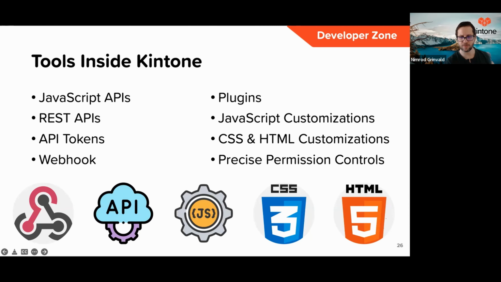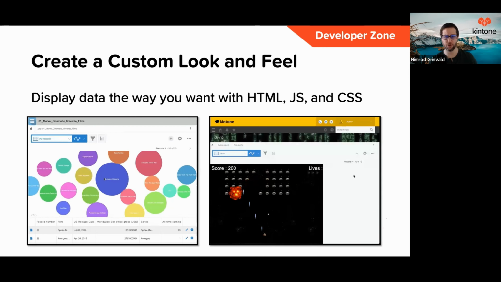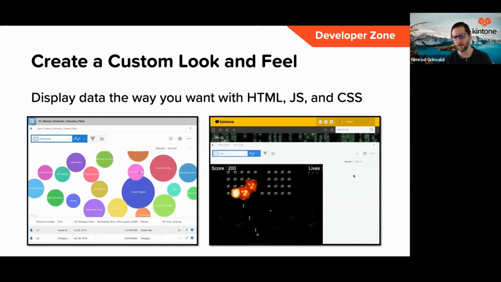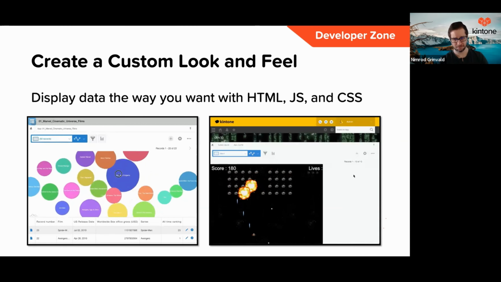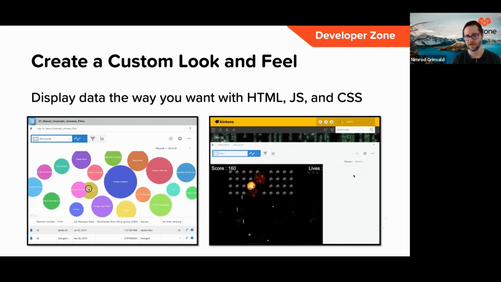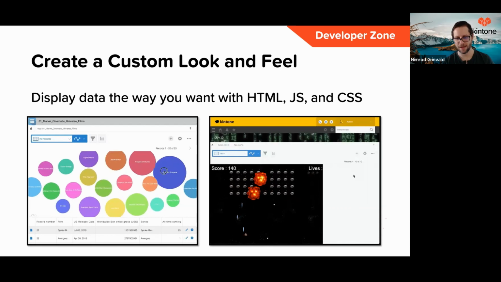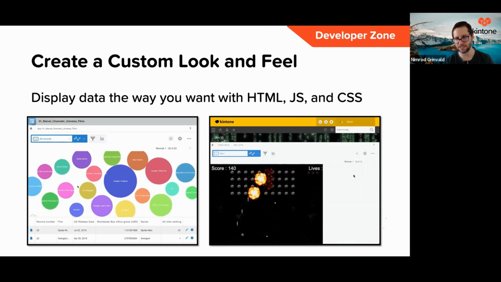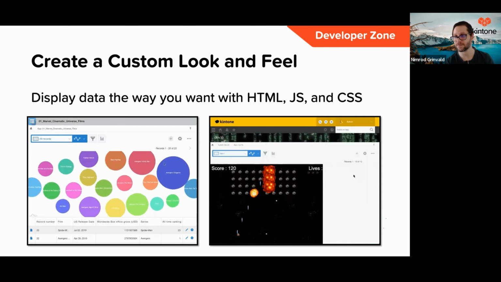When we talked about custom look and feel, I wasn't joking. There's a lot of power that we can use. So we can display data with HTML, JavaScript, and CSS. On the left-hand side of the page, you can see like a bubble chart view. This is custom made. And on the right-hand side, we've got somebody playing a Space Invaders game. I believe Will is responsible for this wonderful bit of code running Space Invaders in Kintone, for which all of us are eternally grateful. This is something that you can run in Kintone.